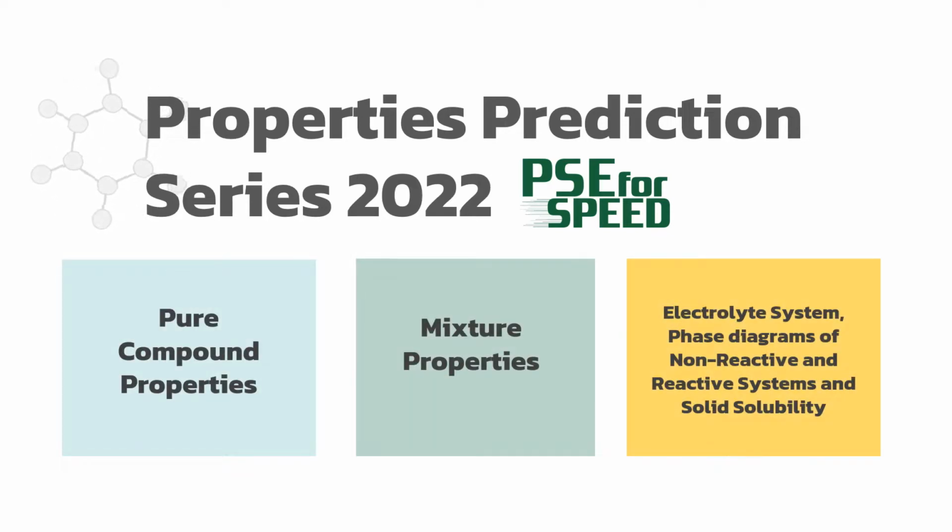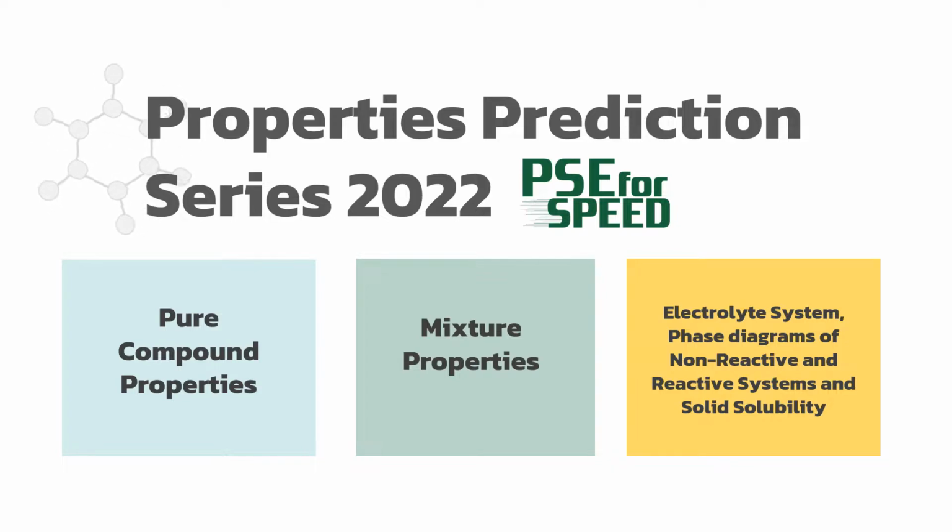The series of short videos covers property predictions of chemical systems. First, in the series, we will start with pure component property predictions of organic chemicals and polymer lipid units. The second, we will cover mixture properties of organic chemicals. And the third, we will cover the predictions of inorganic salt in aqueous electrolyte systems, phase diagrams of non-reactive and reactive systems, and also solubilities.